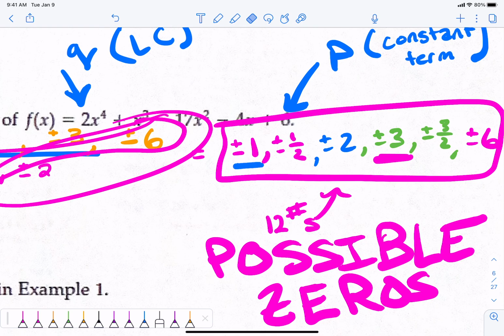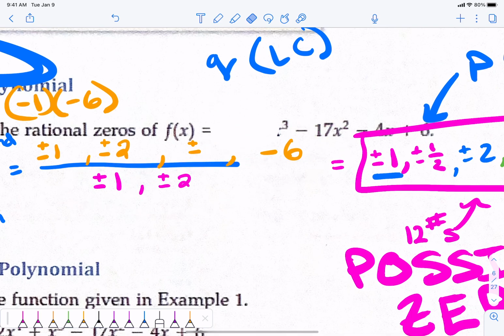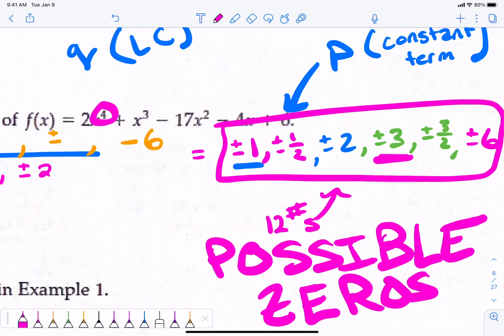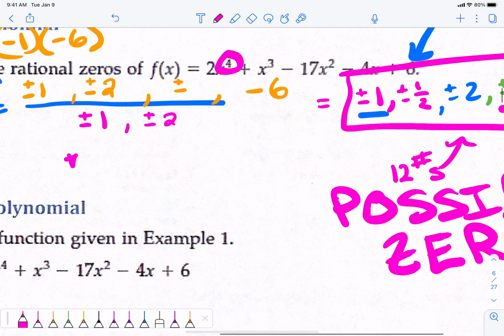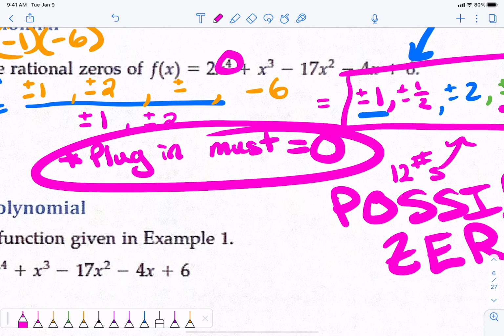The number 4 is not in this list. The number -4, the number 7 is not in this list, right? Those are not possible zeros. These are the only ones that could possibly work. Now, this is only an x to the 4th power function, so maximum, I'm going to have 4 answers, right? So it's not going to be all 12 of these. How do you figure out which ones work and which ones don't work? Okay? So to see which ones work, you plug in and it must equal 0. That's how you check to see which ones work.